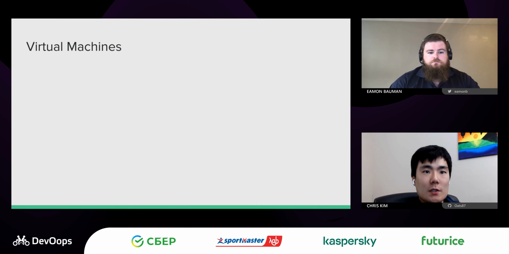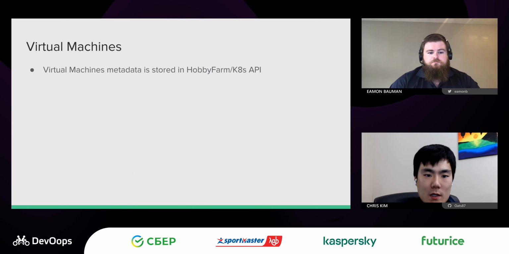We do have the virtual machine concept here. The virtual machines are a type of object we're storing. It's a custom resource, and I wanted to dive into this because it does cause confusion sometimes. Virtual machine metadata is stored in the HobbyFarm or Kubernetes API. This is very important to note: this is only metadata for the virtual machine. We're storing the host name, the public IP, the internal IP, the username that is required, the operating system, that type of metadata, but nothing for the actual virtual machine itself runs within HobbyFarm. It's only a representation of the virtual machine in the real world.